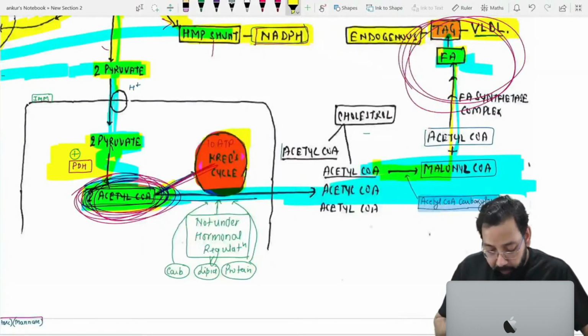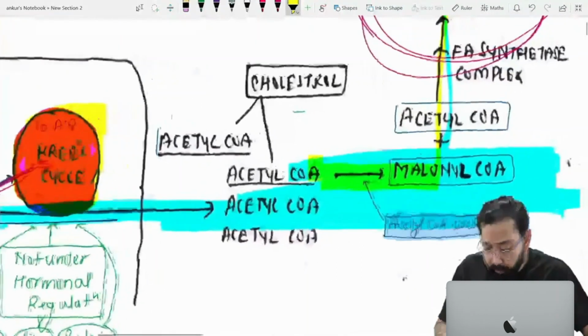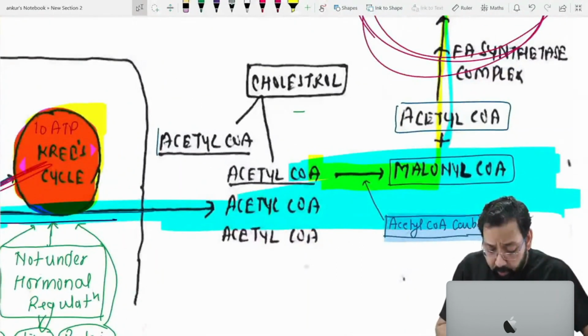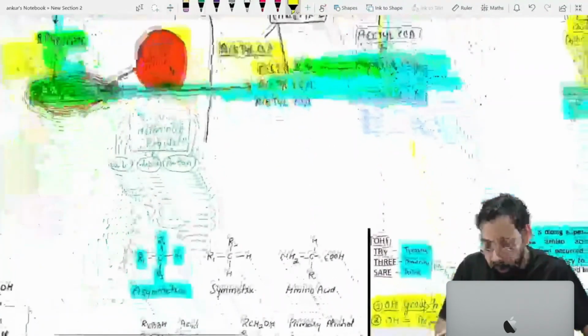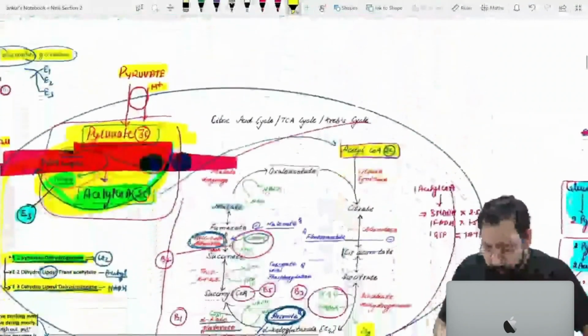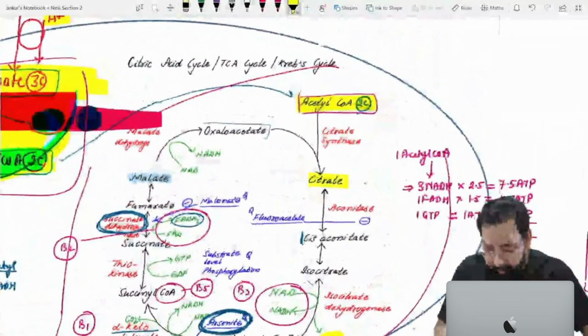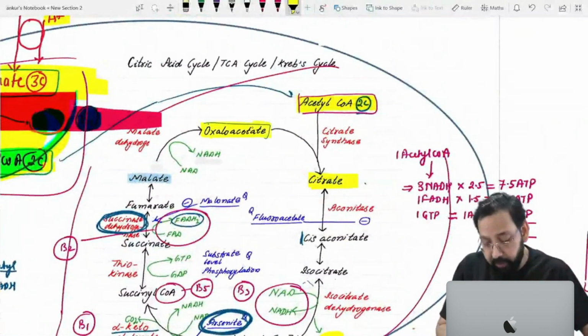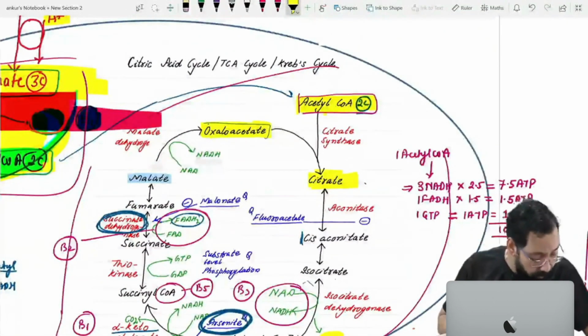Clear? Now in the cytosol, so many acetyl coenzyme A molecules are there. And you all know the first step in the Krebs cycle: acetyl coenzyme A binds with oxaloacetate to form citrate. So the first step of the Krebs cycle is this. Clear? You all have an idea about this.